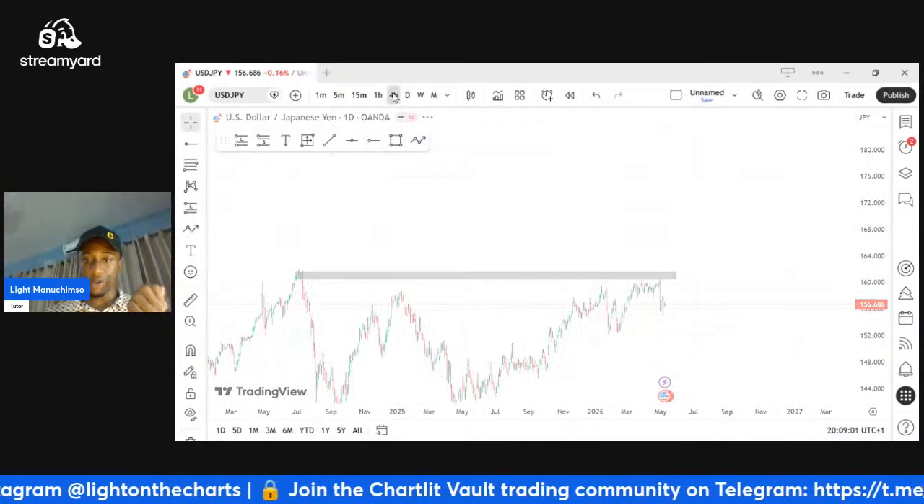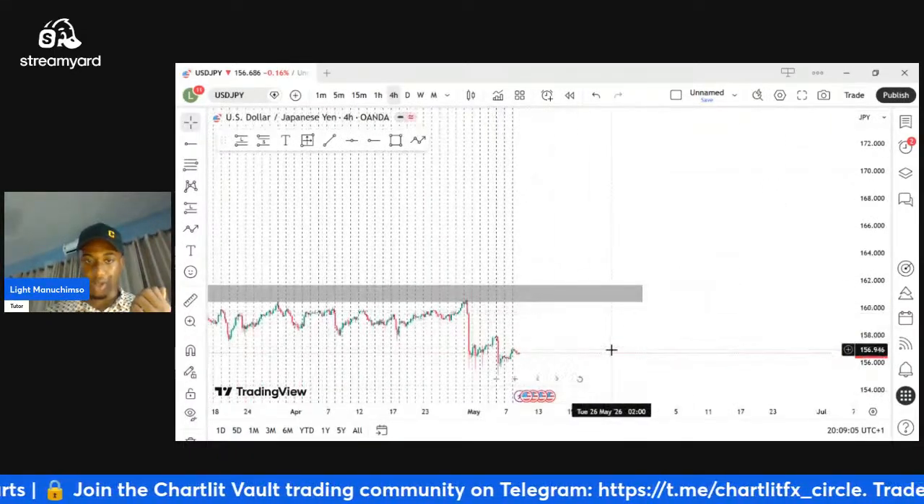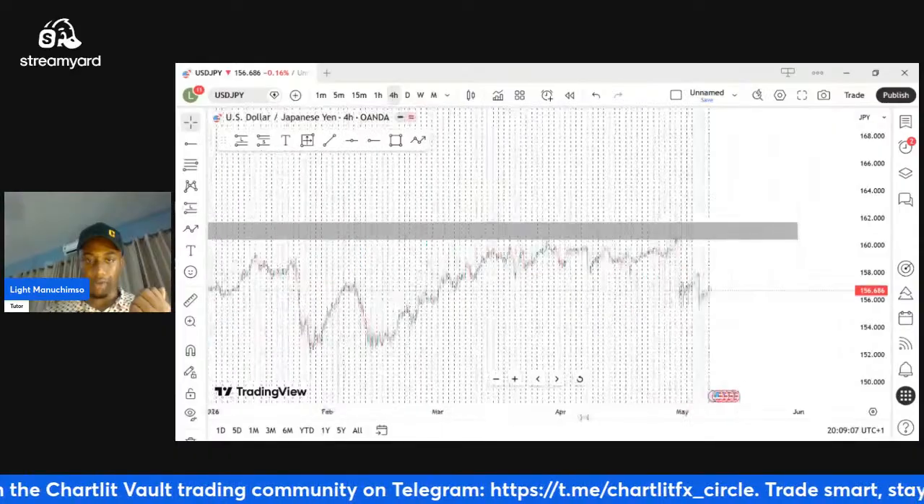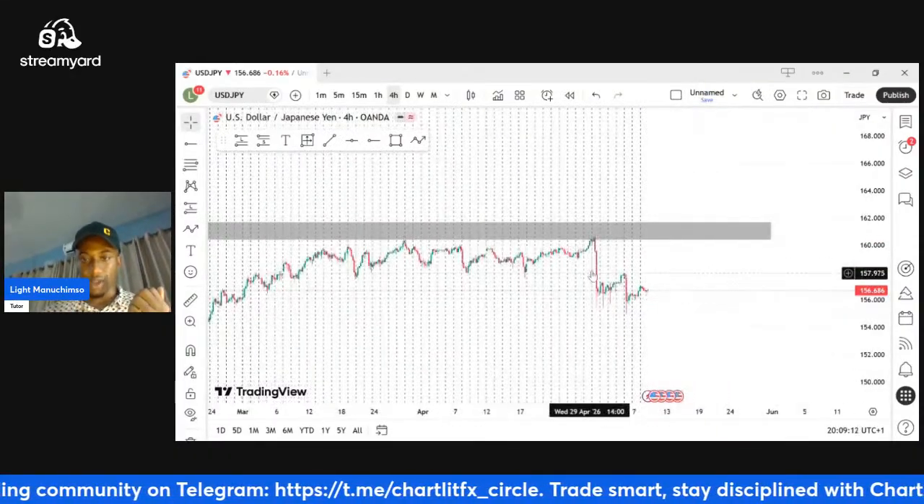Then on the 4 hour, we see the trend clearer, what's likely happening. You can see on the 4 hour, price has just been consolidating below this zone, and then we had a drop.